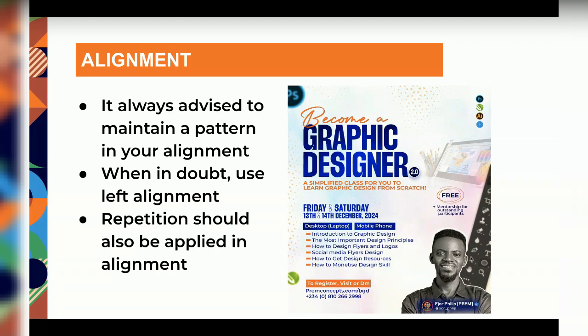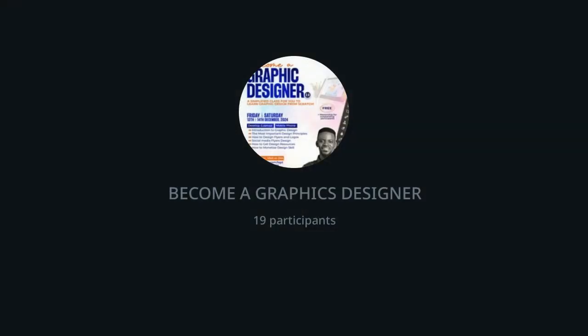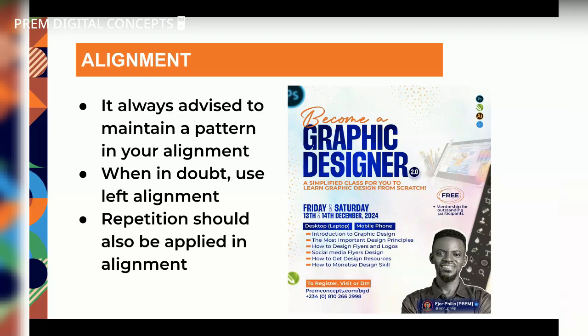Do you remember these are basic rules? There are ways somebody will break these rules and the design will still come out well. But you have to understand them first before you're able to break them. Now, when in doubt, use left alignment. And that is why on this design I use all left alignment, not because I wanted to, but to explain it to you guys. Repetition should also be applied in terms of alignment. I repeated the same pattern of alignment, left alignment, everywhere.